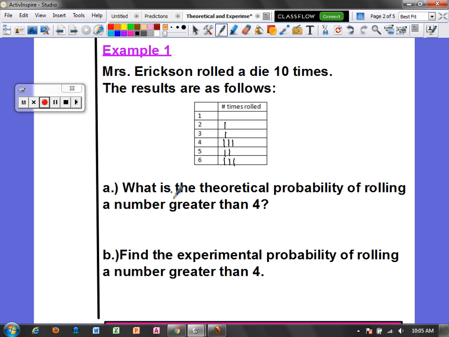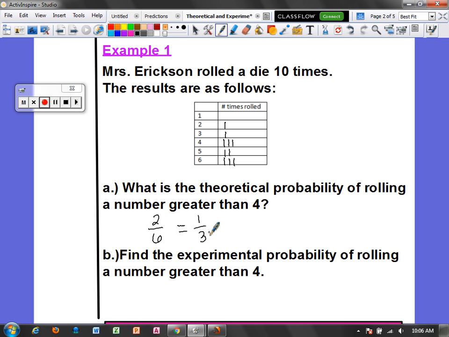Alright, so what is the theoretical probability of rolling a number greater than 4? Remember, theoretical is what should happen. So if we have a typical 6-sided number cube, there are 2 numbers that are greater than 4. So that's 2 out of 6 total sides, which we would reduce to 1/3.